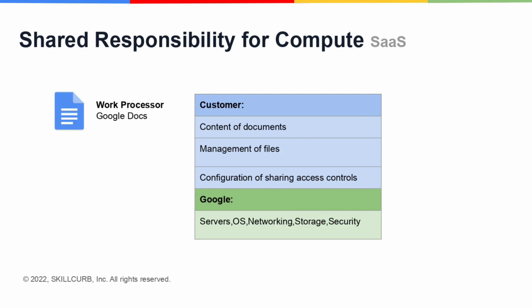Lastly, we have software as a service. A good example of this is Google Docs. Here you are responsible for the content on the documents, the management of the files, and the configuration of sharing access controls, and Google is responsible for the servers, operating system, networking, storage, and security.